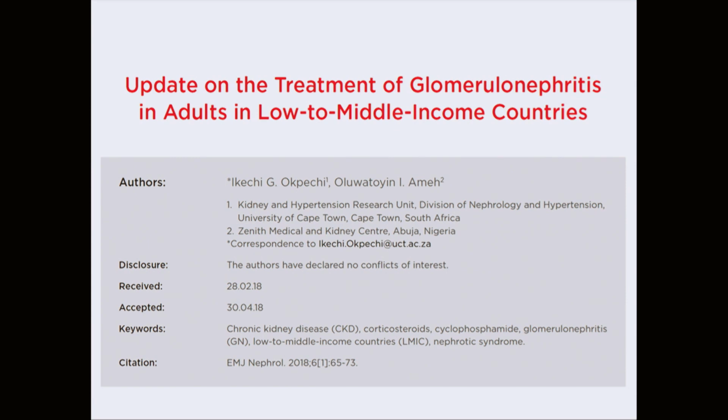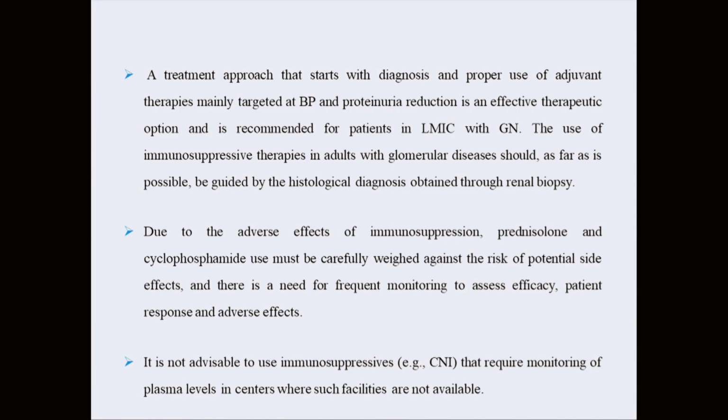Now, update on the treatment of glomerulonephritis in adults in low to middle income countries, which was published in European Medical Journal. A treatment approach that starts with diagnosis and proper use of adjuvant therapies mainly targeted blood pressure and proteinuria reduction is an effective therapeutic option and is recommended for patients in low middle income countries and with glomerulonephritis.